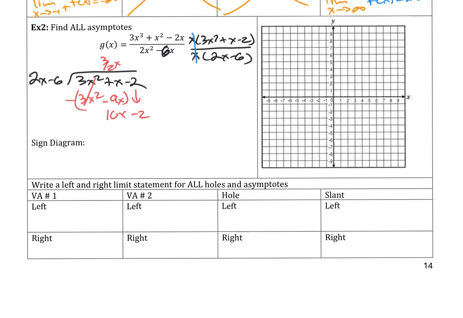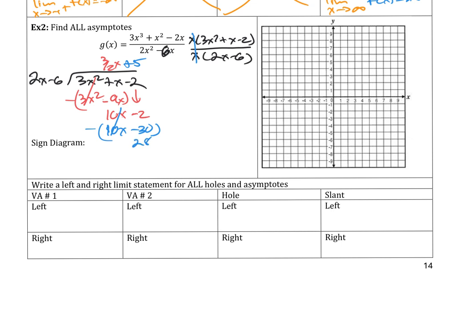And now we're going to try to make our 2x the same as a 10x. In order to do that, we're going to multiply by a 5, which gets me 10x minus 30. We're going to subtract. Our 10x's are going to cancel, and then negative 2 minus negative 30 becomes a positive 28.